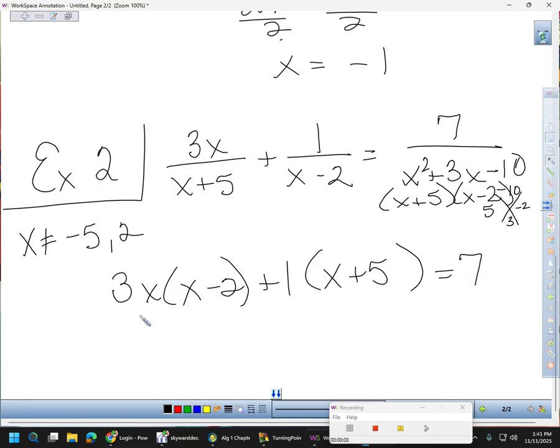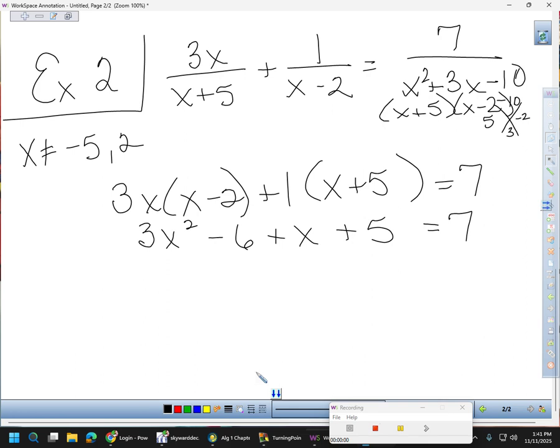So here we have 3x times x is 3x squared. 3x times negative 2 is negative 6x. Here I have plus x plus 5 equals 7. So then I have 3x squared. Adding my negative 6x and x together, I get negative 5x. And we're going to move our 7 to this side, so we get negative 2 equals 0. Because it's a quadratic, we've got to get it set equal to 0, right? Now, we can either factor it, which we've got to do the x in the box, or we can do the quadratic formula. What do you guys want to do?